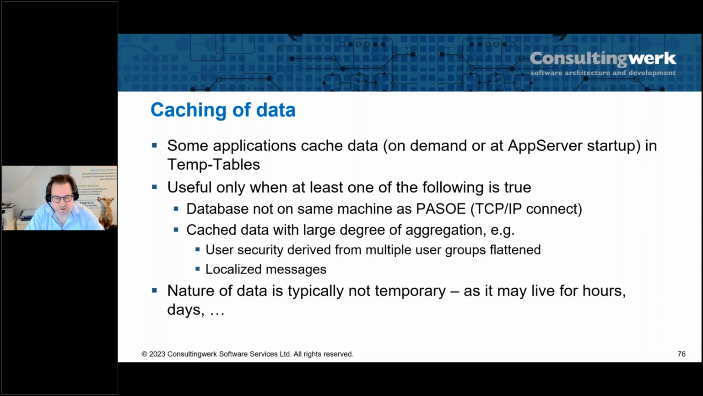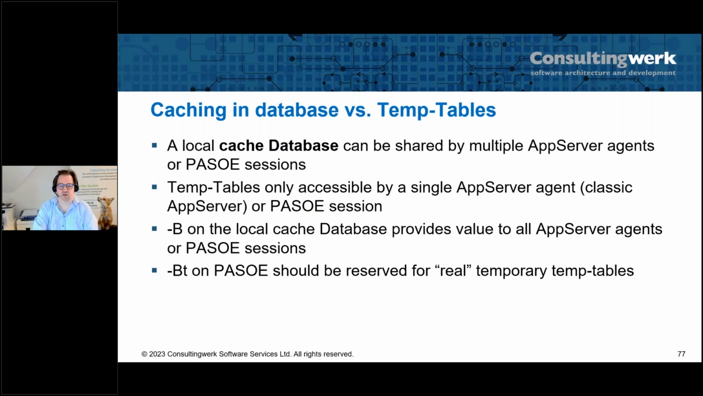That's data that typically is not really of temporary nature. For me, temporary nature would be a matter of seconds. That's data that could be around for hours or days or weeks or whatever before it changes. So this kind of data might be worthwhile to be put into a database. So a local cache database, because the benefit is the local cache database then can be shared by all your AppServer agents or the PAS-OE sessions, whereas Temp-Tables are only used by a single AppServer agent or a single PAS-OE session.